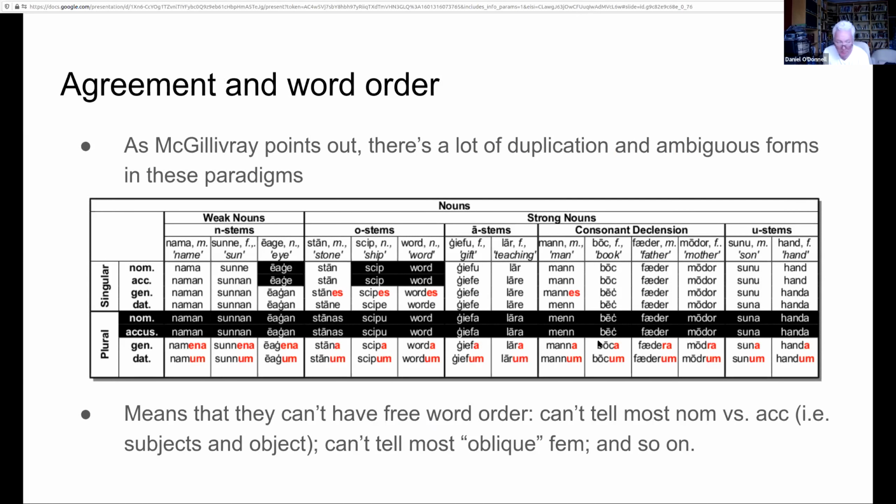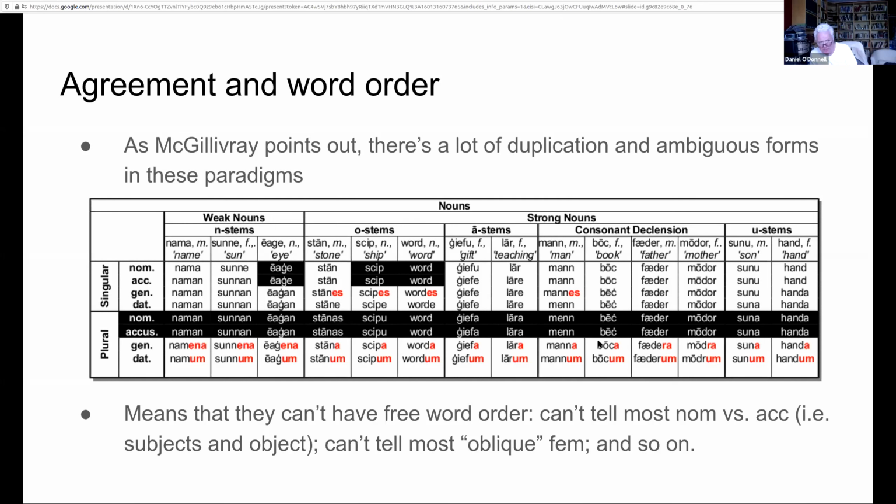So one of the things that Murray points out is that there's a lot of duplications and ambiguous forms in this. If you just look at this noun chart, the first thing is you got that big reverse field row at the plural, so you can't tell a subject from an object by its case endings, right? And the nominative and accusative is always the same for neuter nouns in the singular. And then you've got things like the weak nouns where basically everything except the nominative singular, the genitive plural, and the dative plural ends in an, right? So if you look at naman, if you just see the word naman, you can't tell, is that accusative singular, genitive singular, dative singular, nominative plural, accusative plural, just by looking at it on its own.